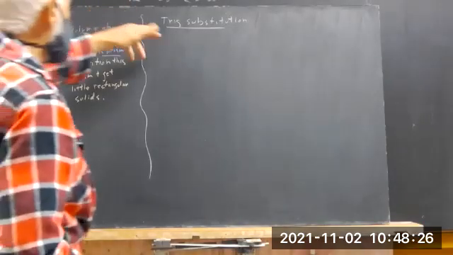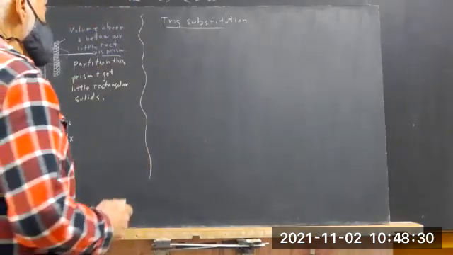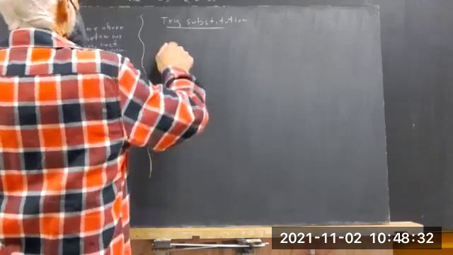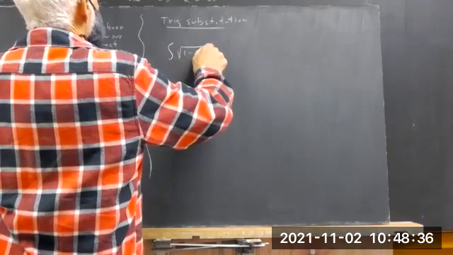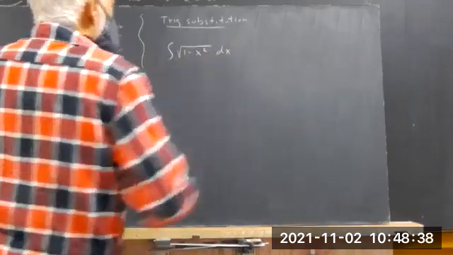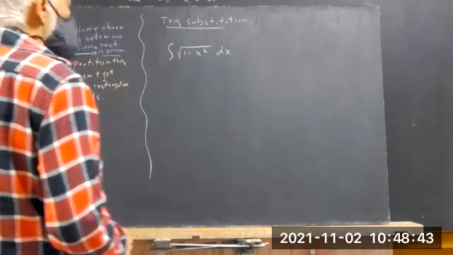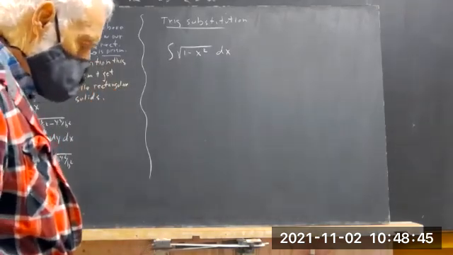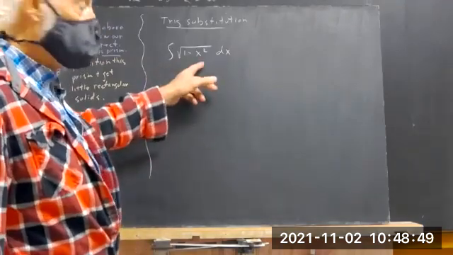Okay, we've got to digress and talk about trig substitution. So it seems that nobody covered trig substitution. Let's just say we want to integrate the square root of 1 minus x squared with respect to x. Now, you probably have the instinct: let u equal 1 minus x squared.